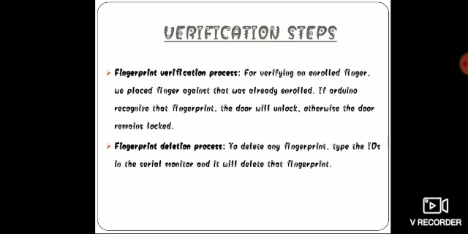Verification steps. First point, fingerprint verification process. For verifying an enrolled finger, we place a finger that was already enrolled. If Arduino recognizes that fingerprint, the door will unlock. Otherwise, the door remains locked. Second point of verification steps, fingerprint deletion process. To delete any fingerprint, type the ID in the serial monitor and it will delete that fingerprint.